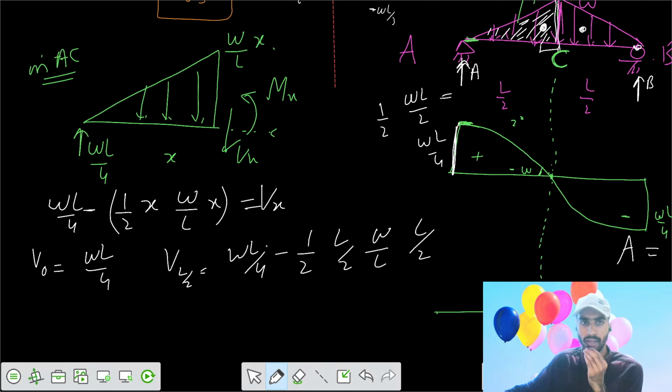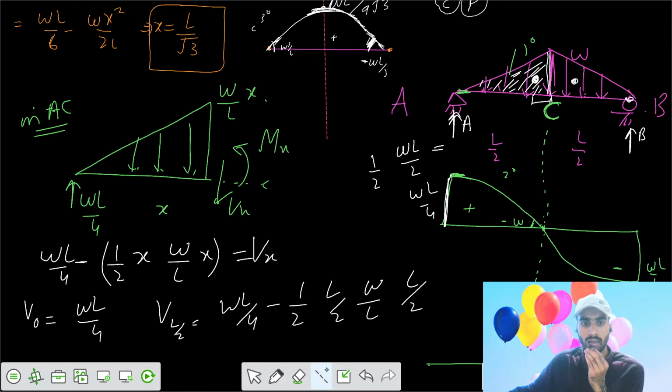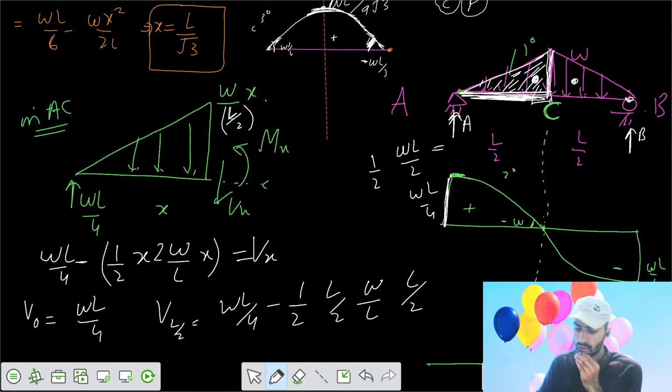Yeah. The mistake here is that the loading intensity is varying from W to 0 in the length L by 2, not in the total length L. So we forgot that it's varying in the region L by 2. If you write W L by 2 here, it would shift upwards. The overall value becomes WL by 4 minus WL by 4, that's the value of shear force equals to 0 at the mid.